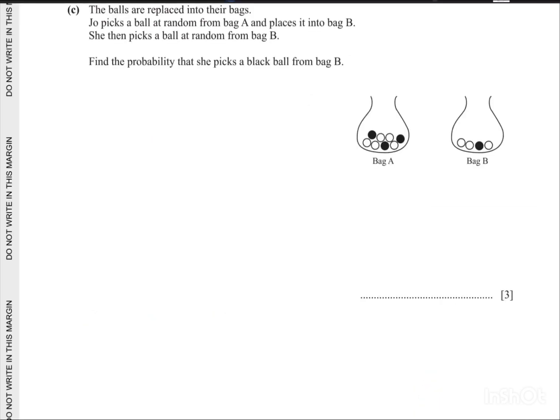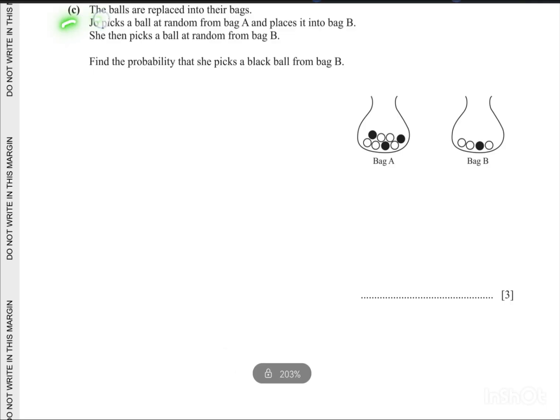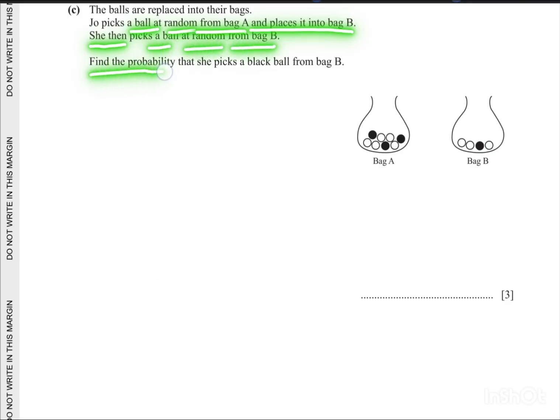Question number A and B is done. Now C. The balls are replaced into their bags. Joe picks a ball at random from bag A and places it into bag B. She then picks a ball at random from bag B. Find the probability that she picks a black ball from bag B.